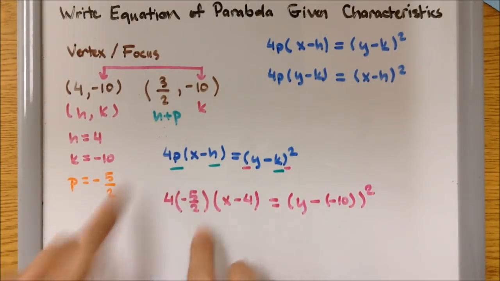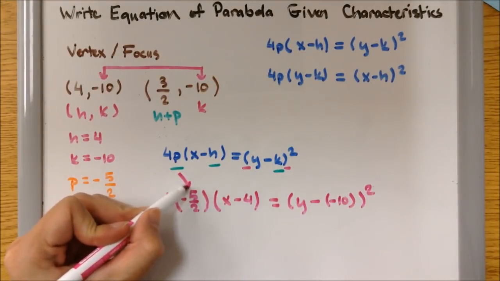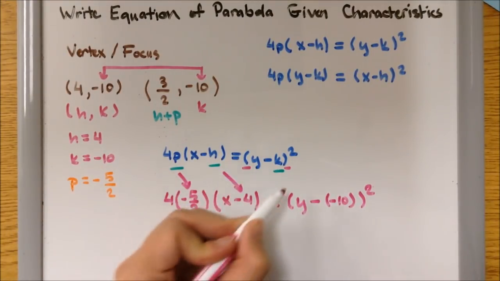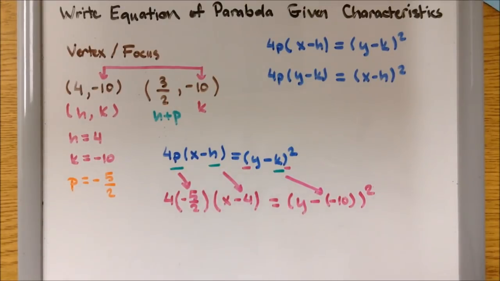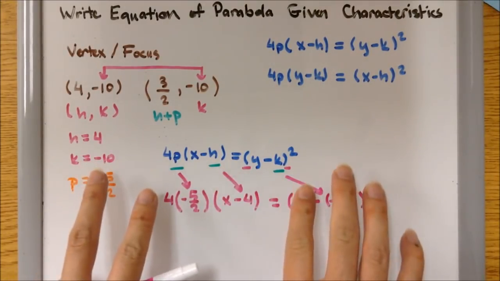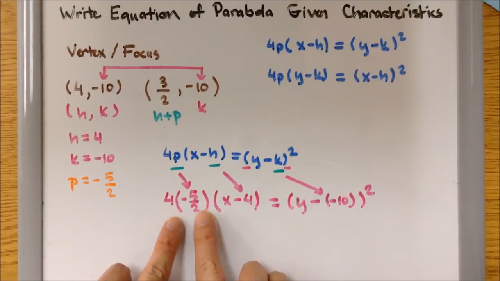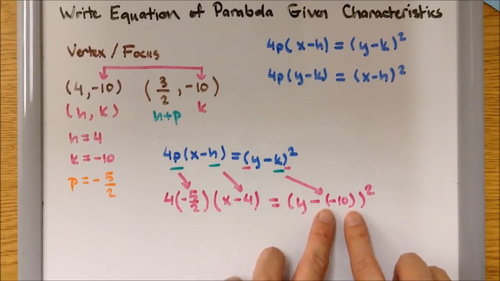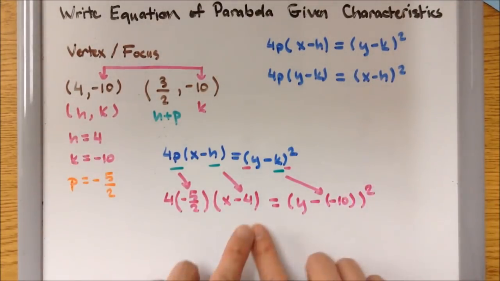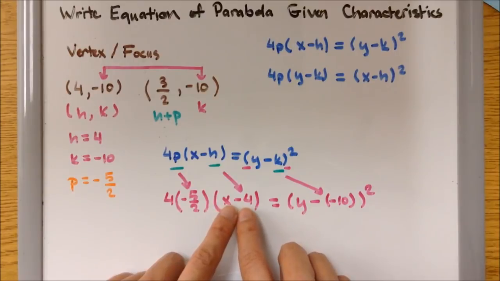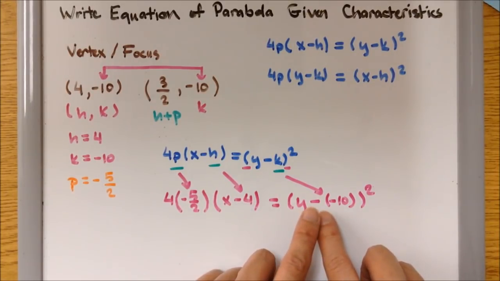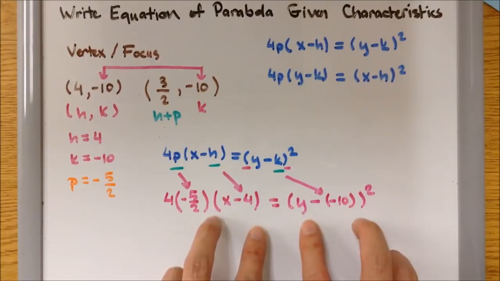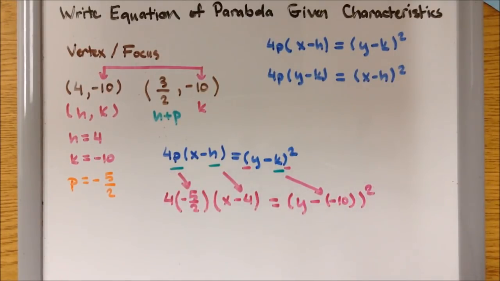So to review, I plug in the p value, which is right here, plug in the h value, which is right there, and then plug in the k value, which is right there. Everything else stayed the same except I include a parenthesis on the p value because I'm going to multiply with the 4. I include a set of parentheses on the negative 10 because it was negative, especially when I'm plugging in negative numbers. Again, everything stayed the same, meaning that I kept the x, I kept the minus, I kept the y, I kept the minus, I kept the square, I kept the original parenthesis from this equation.